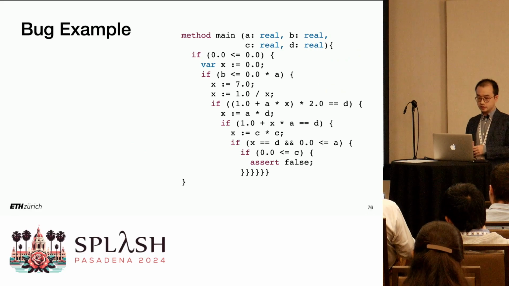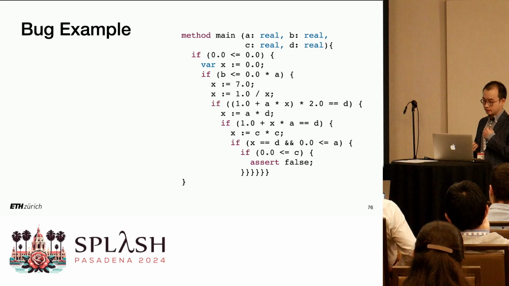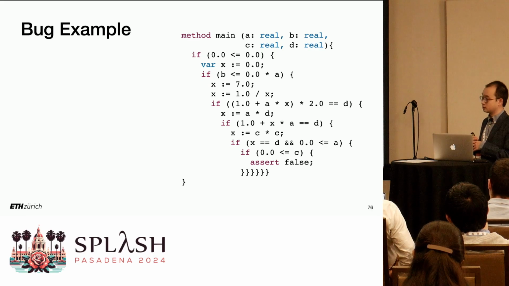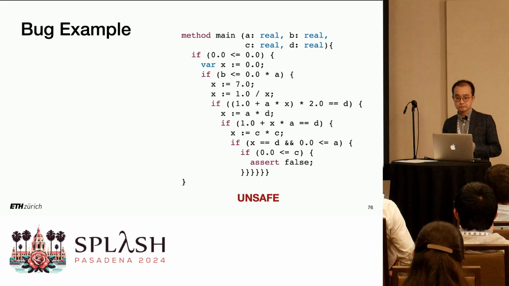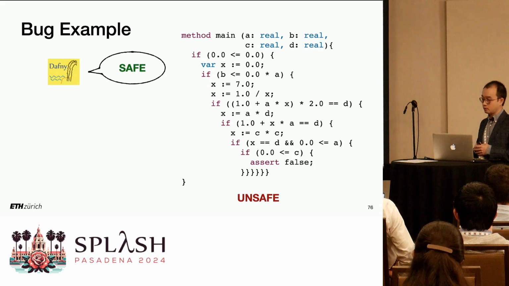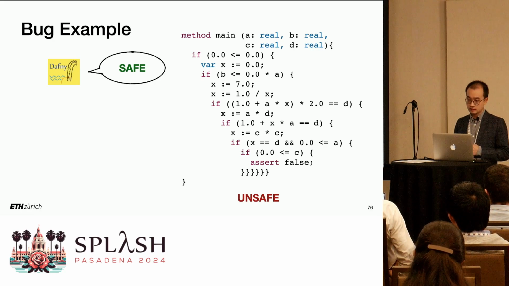So let me give you some examples of the bugs we found. The first is a bug in Dafny. Here is a very simple program. Maybe it's not that simple because it's not human readable, but we know that it's unsafe by construction of our test oracle. However, Dafny just reports safe for this program, which becomes a very critical problem because the program is unsafe, but Dafny gives an incorrect guarantee.